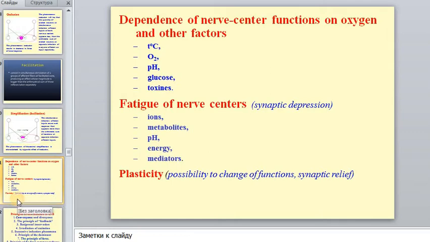As you know, the nerve system is very sensitive to low concentration of oxygen, to the pH, level of glucose and even toxins, and the plasticity, the possibility to change function, especially the synaptic function.